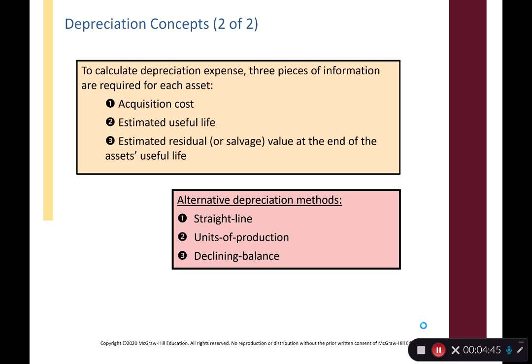Straight line is going to be the easiest. Units of production would make sense when the more we use the asset, the more it gets depreciated. So think of delivery trucks. The more mileage we drive those delivery trucks, the more we're utilizing the asset or using it up. So units of production might make sense.